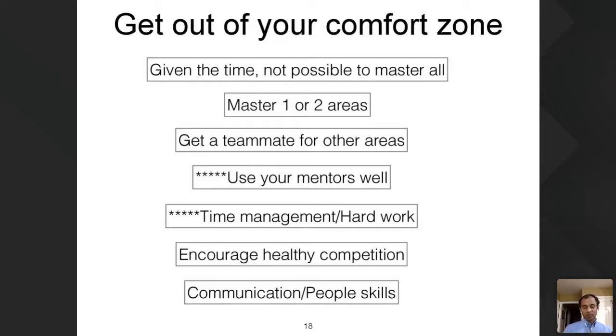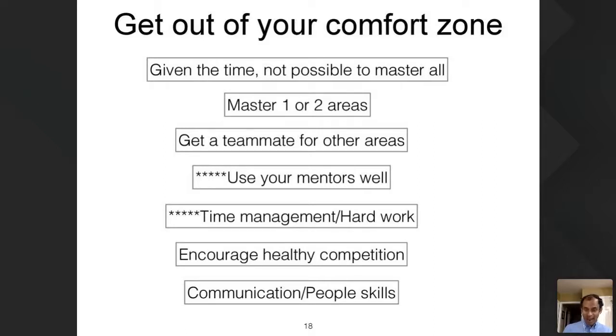Use your mentors well. When you're in college, don't underestimate your mentors. They might have gone through hundreds of projects. They would have mentored other students, previous year students, so far. They would have so many ideas. So talk to your mentors.